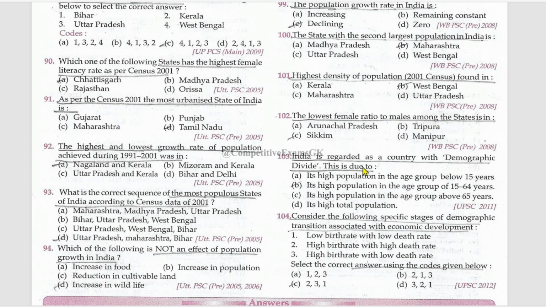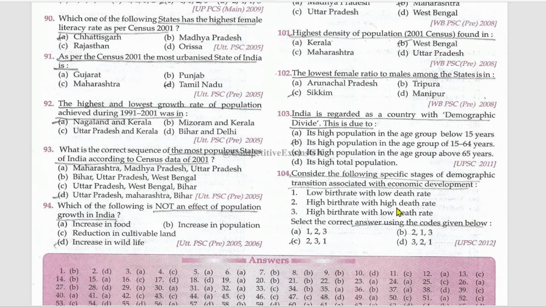Among these four, India is regarded as the country with the demographic dividend. This is due to its high population in the age between 15 to 64 years. Consider the following specific stages of demographic transition associated with economic development. Okay, correct order. Correct answer: high birth rate with high death rate, then high birth rate with low death rate, then low birth rate with low death rate.